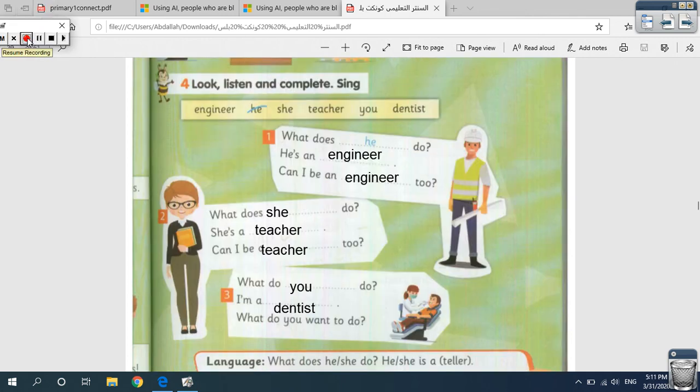Here on page 19, exercise number 4. We'll choose from the box to complete down there. What does he do? He's an engineer. Can I be an engineer too? What does she do? She's a teacher. Can I be a teacher too? What do you do? I'm a dentist. What do you want to do?